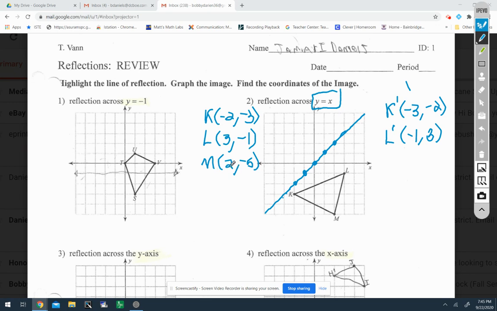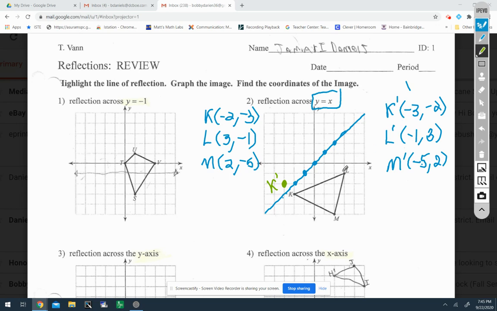And M is 2 and -5 right here. So if we change it around, we get -5, 2. Now I'm going to go ahead and graph this in a different color. K prime will be -3, 2. If I go over 1, 2, 3, there's -3, up 1, 2. Put my point there. That's my new K. That's where this K moves across to.